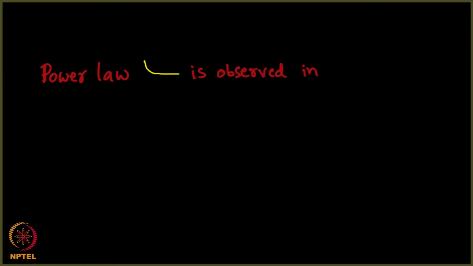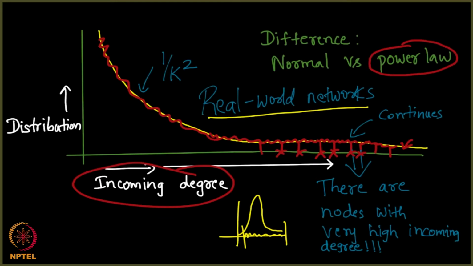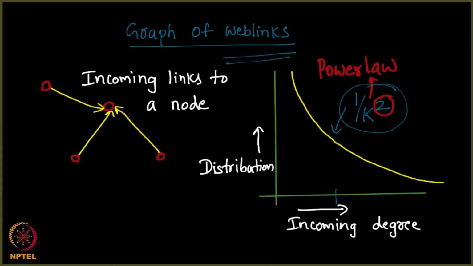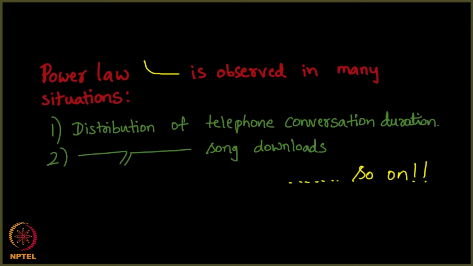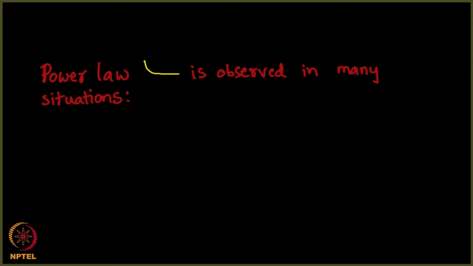It is observed in many situations. What did we observe in the previous case? We saw the distribution of, let's say, the incoming nodes of a web graph, and we observed it's a power law. The immediate next question you may want to ask is, where exactly do I see power law apart from these web graphs? In fact, you see them in many situations. You will see them in telephonic conversations. Let me go back so that I can show them to you one by one.